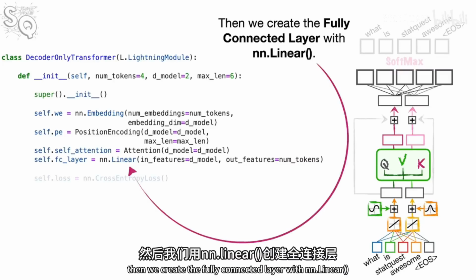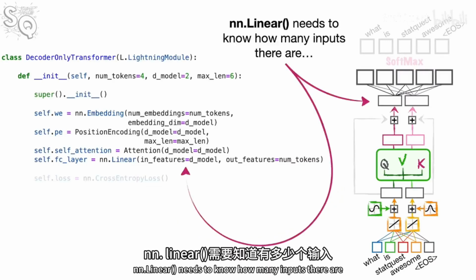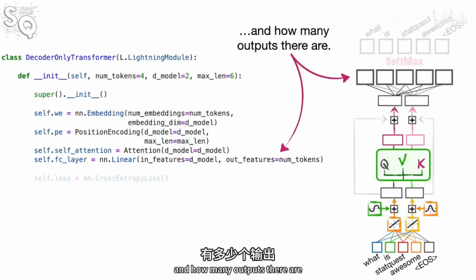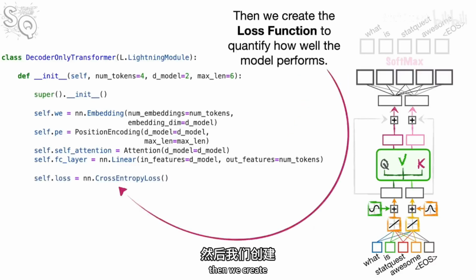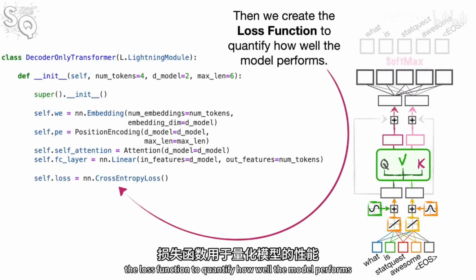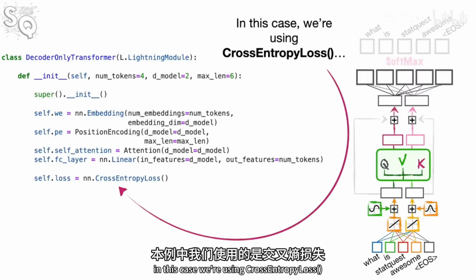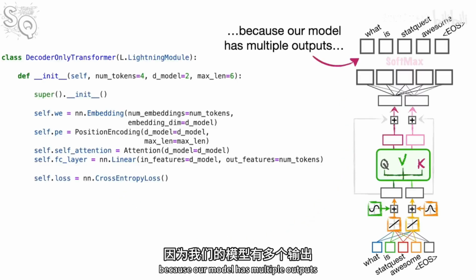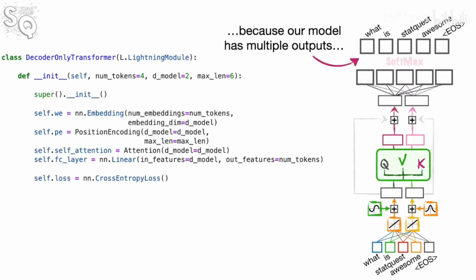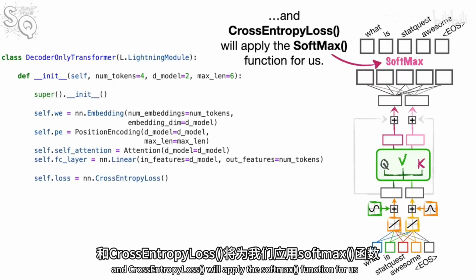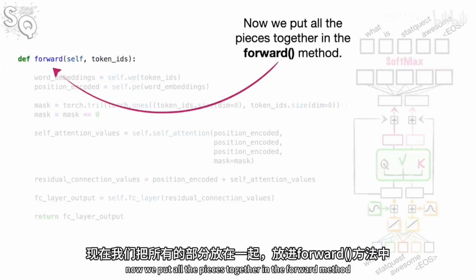Then we create the fully connected layer with nn.linear. nn.linear needs to know how many inputs there are and how many outputs there are. Then we create the loss function to quantify how well the model performs. In this case, we're using cross-entropy loss, because our model has multiple outputs. And cross-entropy loss will apply the softmax function for us. Now we put all the pieces together in the forward method.